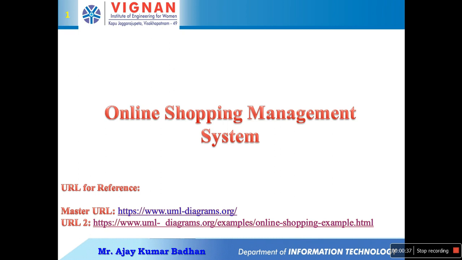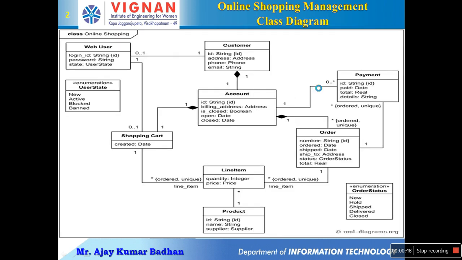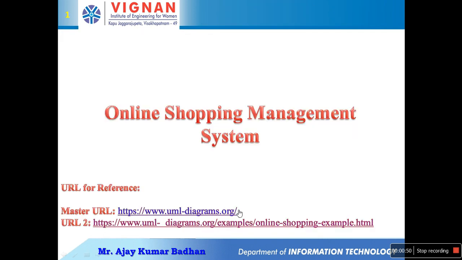The first one is a master URL from where I have gone through the different diagrams related to different systems. This particular URL consists of different domains where it has represented different diagrams, like online shopping management. In the same way it has automated teller machine, and it has a hospital management system. You can go through this website and see the different diagrams related to it, and these are much better when compared to other websites. That's the reason I'm referring to this.